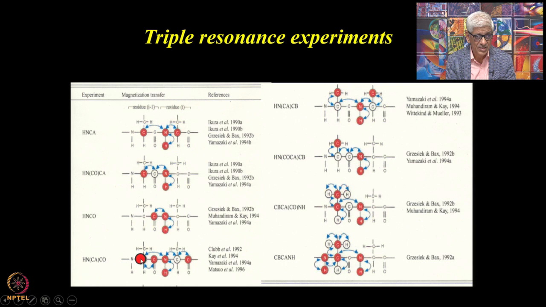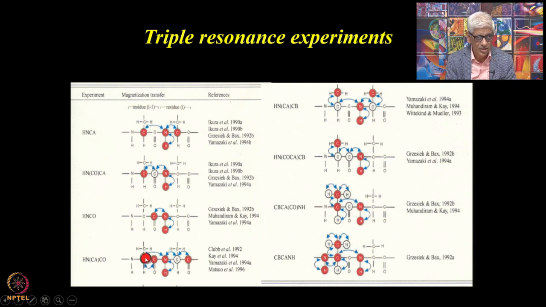Now what we do from the C alpha, we transfer partly to this nitrogen and partly to this carbonyl, and now we put the red label on this carbonyl. We are not putting the red label on the C alpha as we did in this particular case.